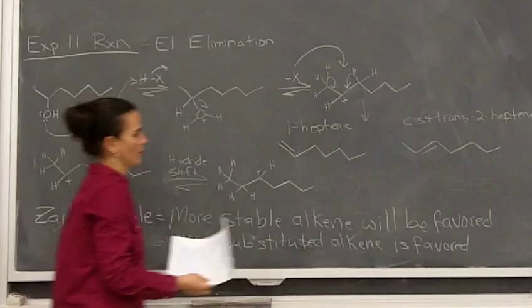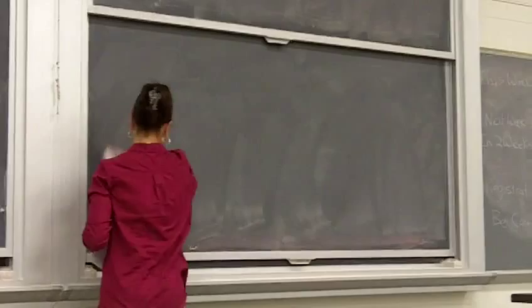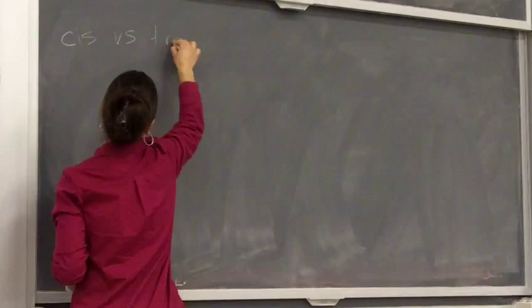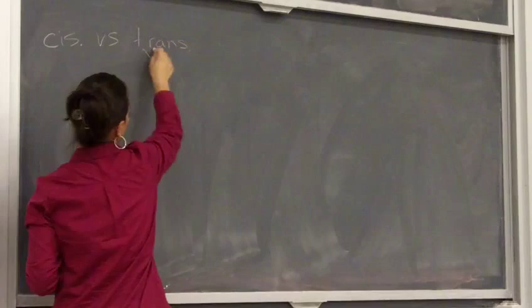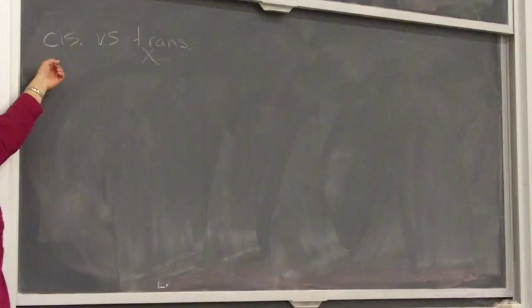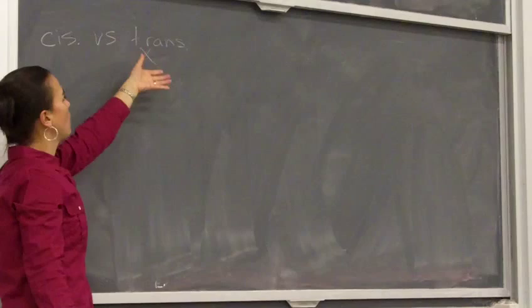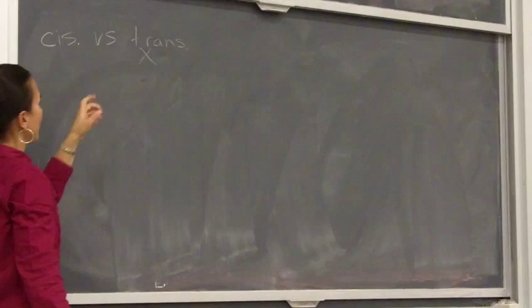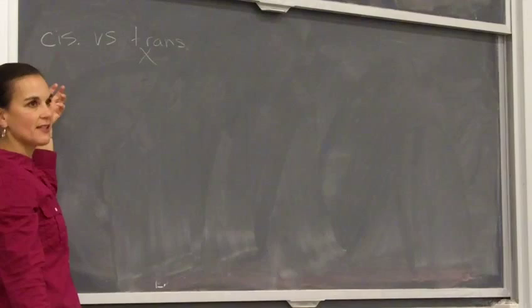Okay? Now, the other thing to consider is we've got cis and trans. When we're looking at cis versus trans alkenes, who's going to be favored? Trans will be more favored, right? Now, that doesn't mean you won't see cis, okay? So that doesn't mean 100% of your product's going to be all trans alkene. It just means more of your product will probably be trans than it will be cis, okay? Now, if you have trans product, you probably will have cis product, okay? So it just won't fall away to the wayside, okay?